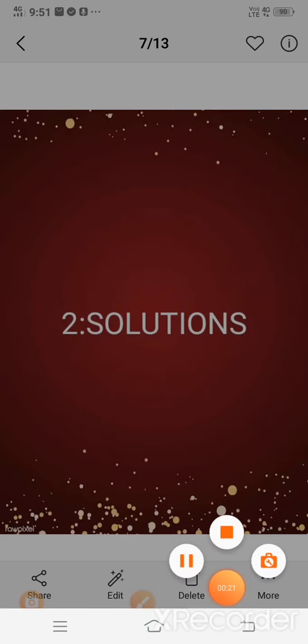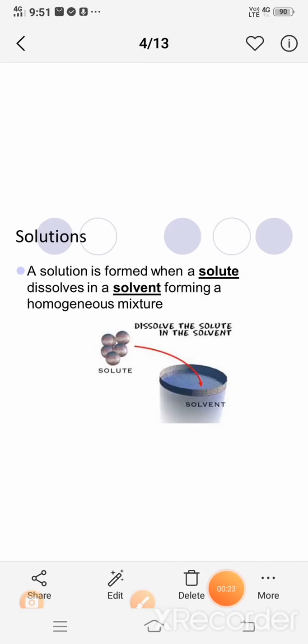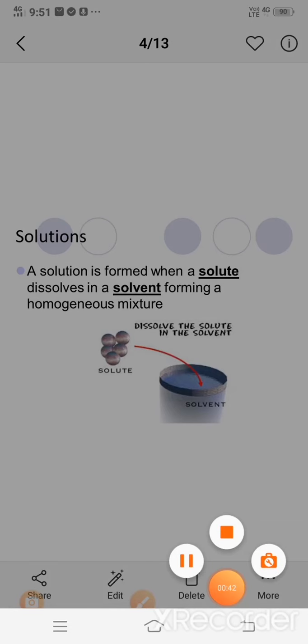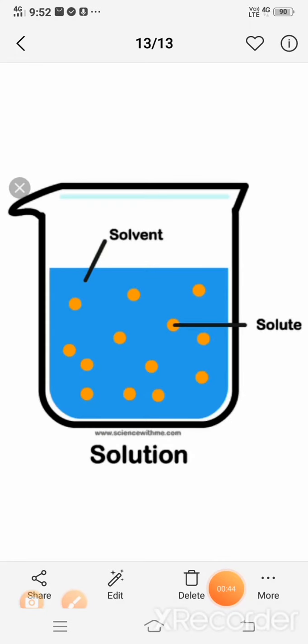What is a solution first? A solution is formed when a solute dissolves in a solvent, forming a homogeneous mixture. Here the solute particle is going to be dissolved in a solvent. Always we'll take a solute as a minor quantity and a solvent as a major quantity. If you see this diagram, you will have a clear idea about what you mean by solute and what you mean by solvent.